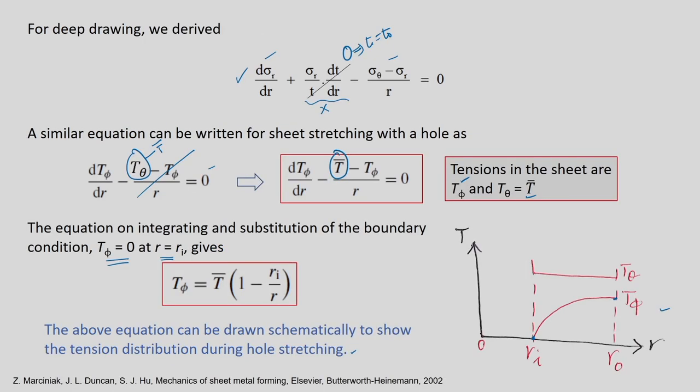In fact, you can also try this with respect to alpha. In this case we said alpha is equal to 0, say for example, if we say at the edge T phi is equal to 0, then it may reach the other one, T theta would become T bar, right? That can be obtained even if you take some alpha value. If you assume uniaxial alpha and put it in the von Mises, you may get this. You can try that.